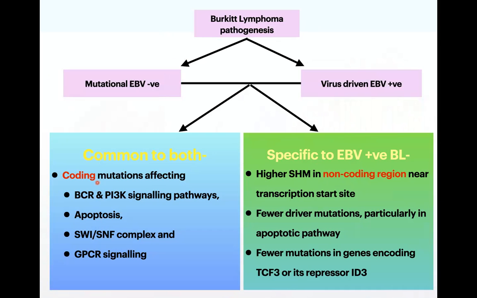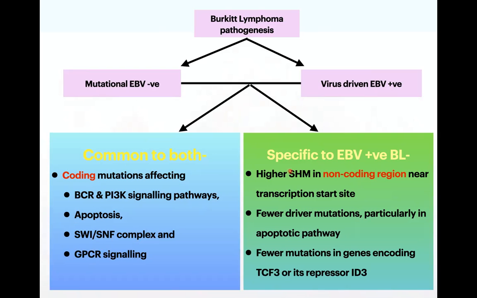That is coding mutations. In our genome, there are two regions, coding regions and non-coding regions. In the coding regions, mutations which affect the BCR or phosphatidylinositol 3 kinase signaling pathways, apoptosis, the SWI/SNF complex, and GPCR signaling are seen in both of these, whether it arises from the mutational route or from the EBV positive status.